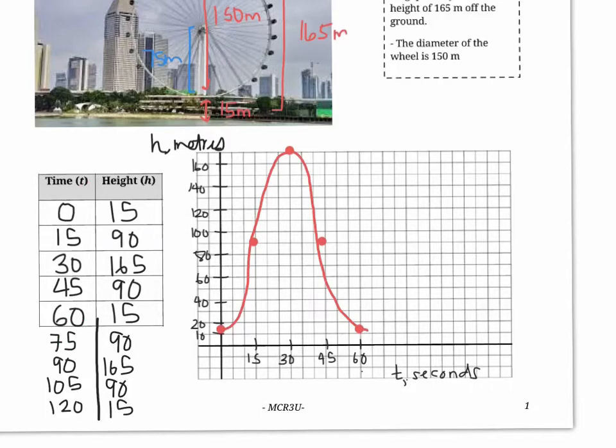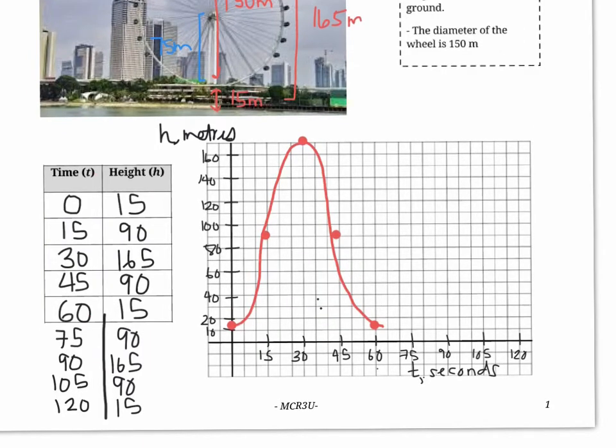So if we were to graph that really quickly, a second cycle, at 75 seconds, we're at a height of 90. So we are up here. At 90 seconds, we're at the max height of 165. At 105, we're back to 90. And at 120, we're back home at 15. So if I connect this again, it's going to connect into a nice smooth curve like this.